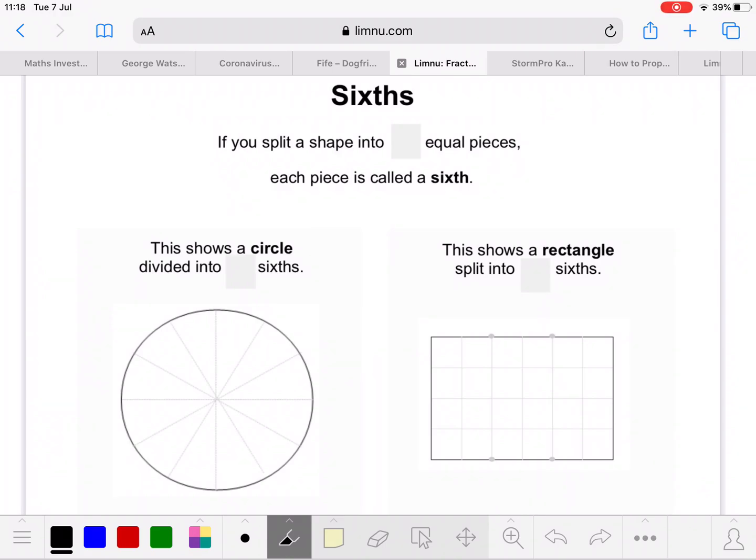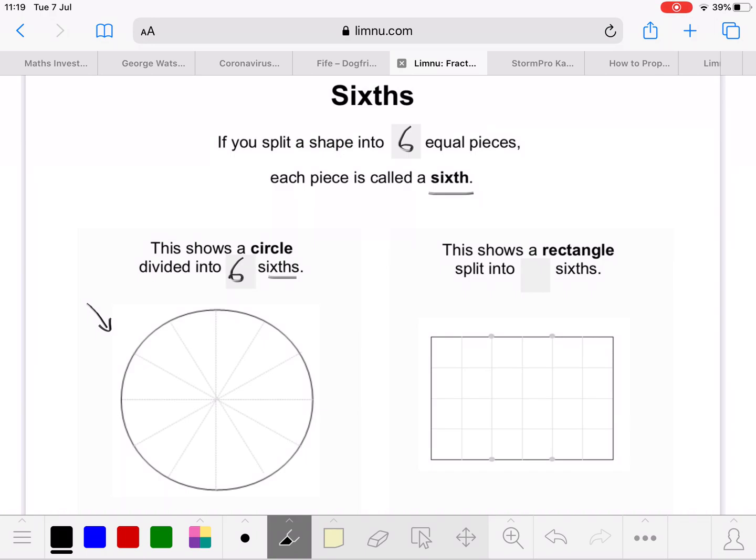If you split a shape into 6 equal pieces, each piece is called a sixth. In the first picture here, we have a circle and we have to divide that into sixths, which means there'll be 6 pieces.